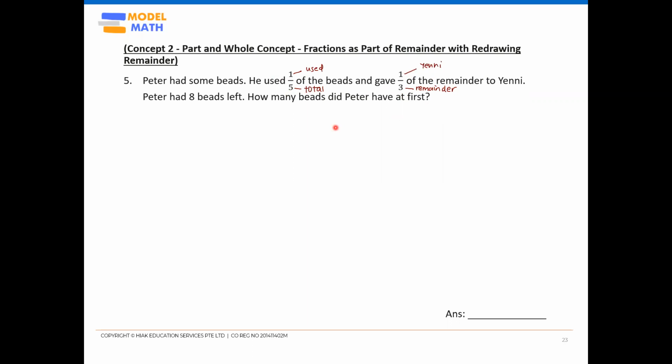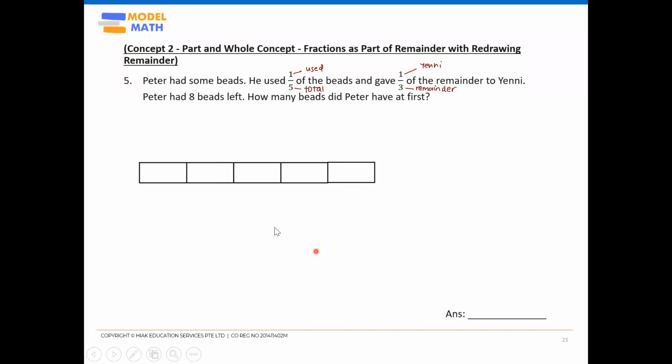I'll guide you on how to draw. Let's start off with the 5 units of total beads first. So this is your total. Out of this 5, we know he used 1 unit. Now the next thing is to identify the remainder first. My remainder, of course, will be the remaining 4 units here. This is my remainder.